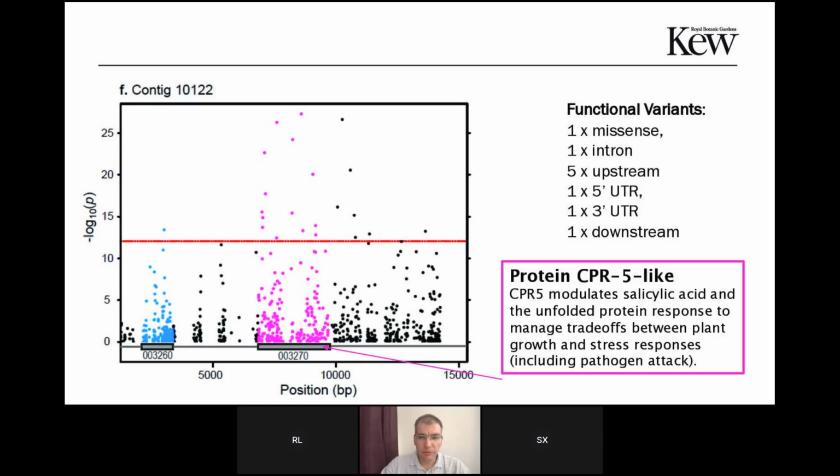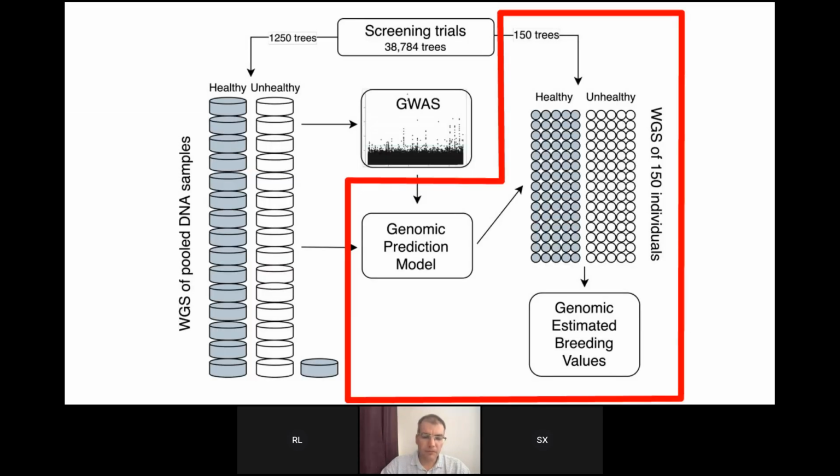Here's another example of one of our hits, a protein CPR5-like, and that modulates salicylic acid, which is involved in plant growth and plant stress response. So we were encouraged by these results. Then we wanted to use them to do genomic prediction.